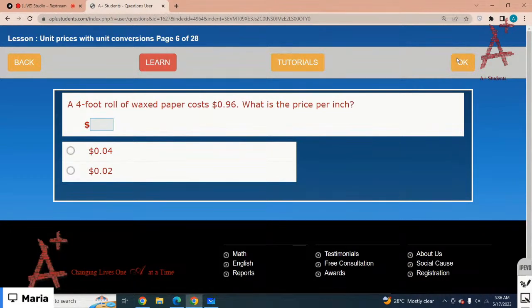A 4-foot roll of waxed paper costs $0.96. What is the price per inch? In 1 foot you have 12 inches. So 12 times 4 is 48. That means you have 48 inches. Divide 0.96 by 48. It would be 0.02, which is the correct option.